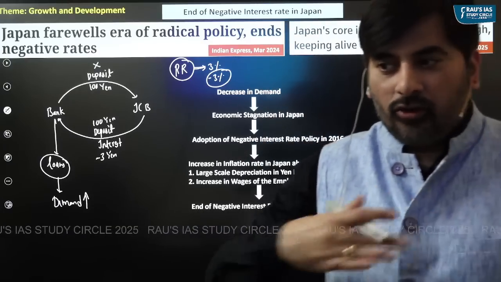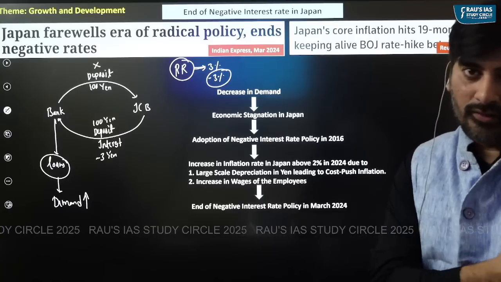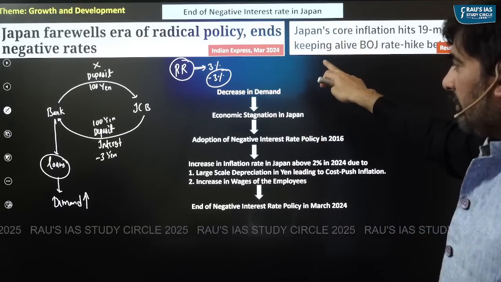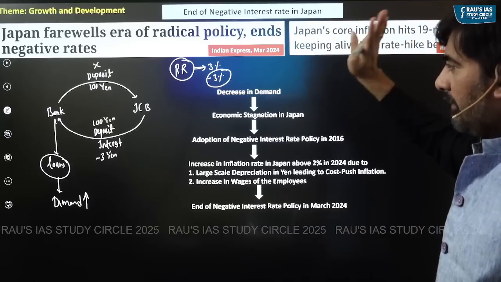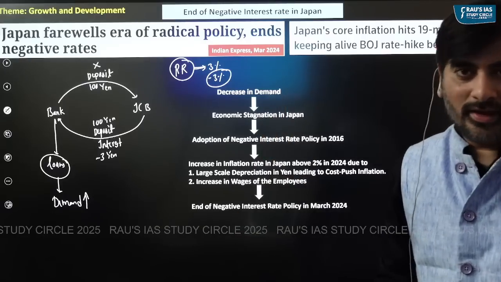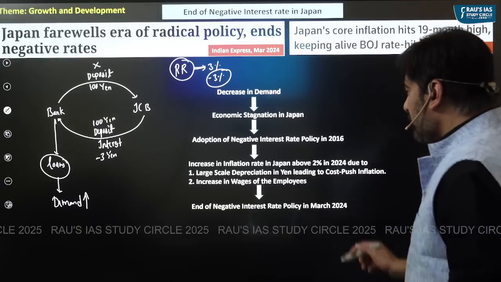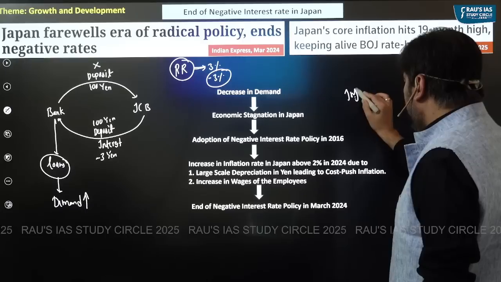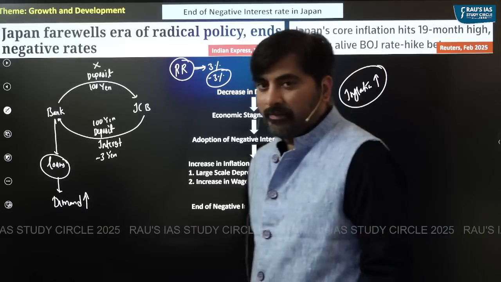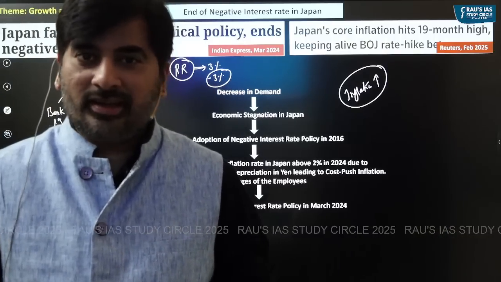So Japan was following this negative interest rate policy from 2016 onwards. But as you can see, in March 2024, finally Japan has bid farewell to the negative interest rate policy. What's the reason for that? The reason is quite simple. Now the rate of inflation in Japan is increasing. There are multiple reasons why the rate of inflation is increasing.